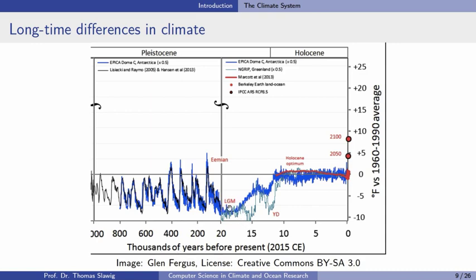But you see here also the last glacial maximum. And you see here that there are changes and how much these changes are. So this is a typical behavior. If we would look at single years, of course, we don't see this that much. But here in the long, if we really use this long time scale, we see differences of 10 degrees or even more.